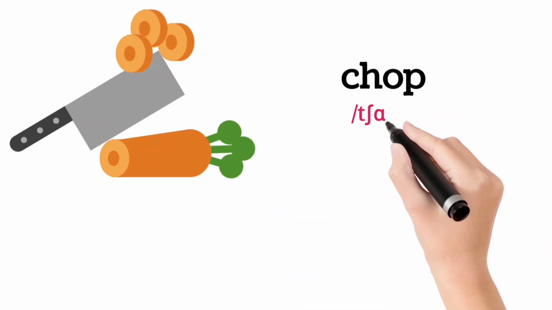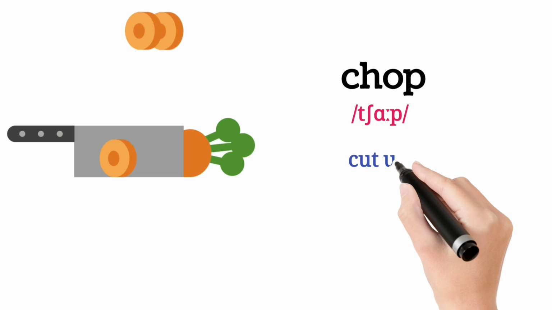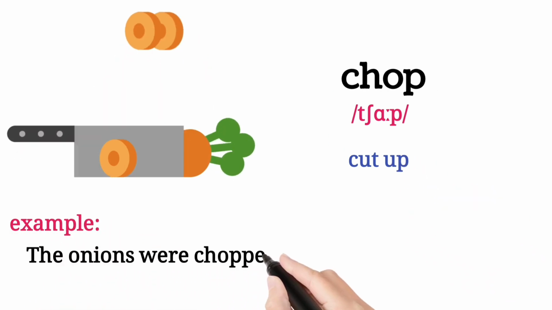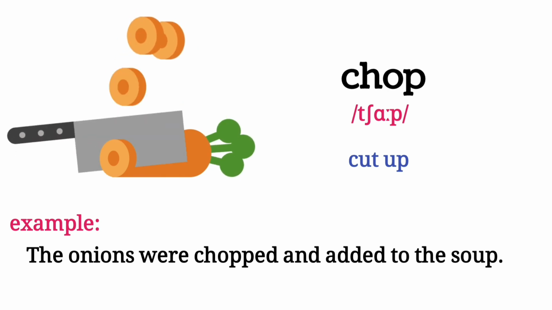Chop. Example: the onions were chopped and added to the soup.